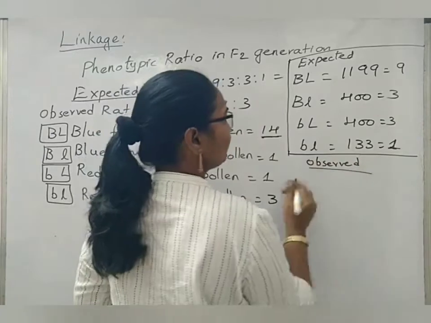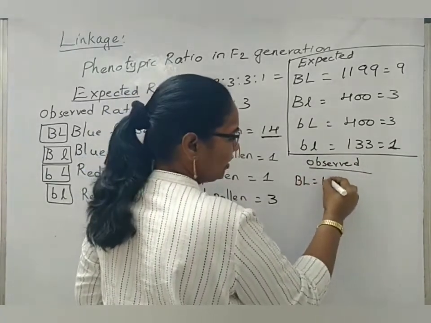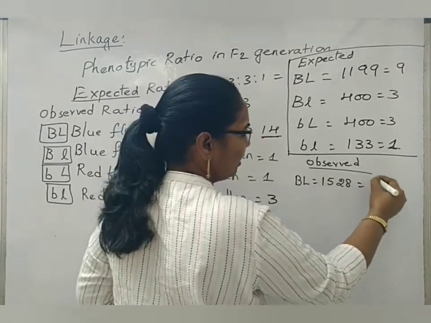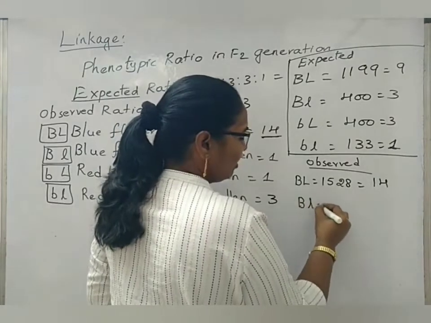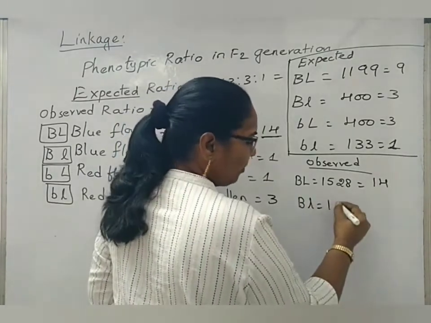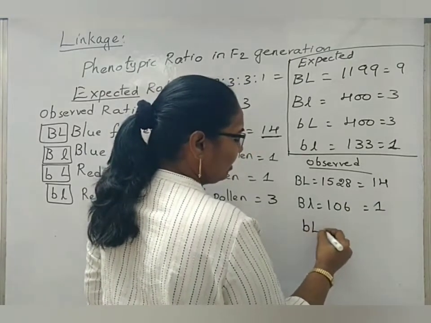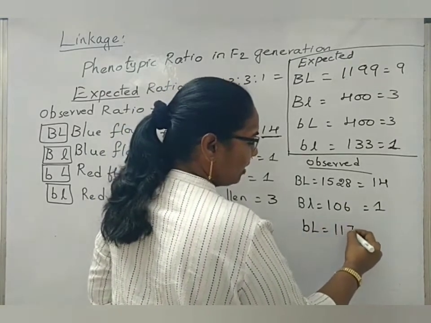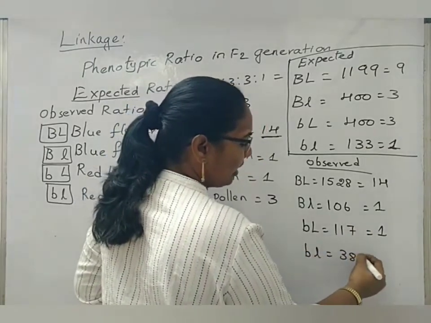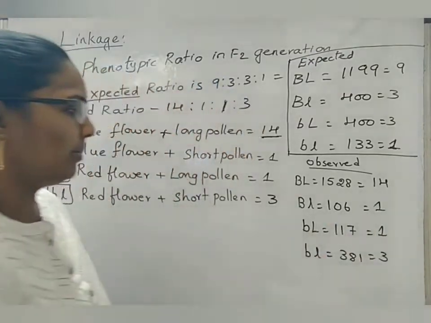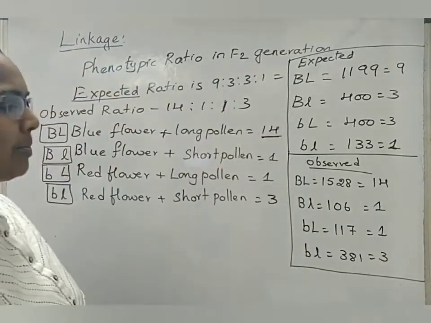Observed ratio is: blue color long pollen is 1528, which is equal to 14 of the ratio numbers. Blue color round pollen is 106 in number. Red color long pollen is 117 in number. Next, purely recessive one is 381 in number, which is equal to 3. So this is the expected number and this is the observed number.